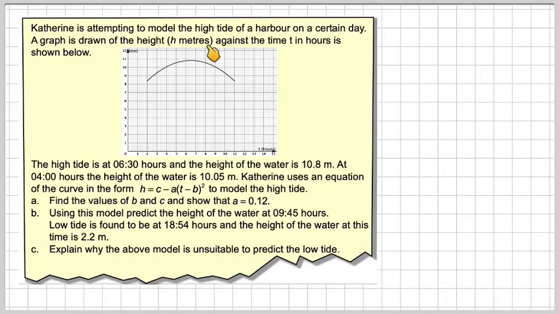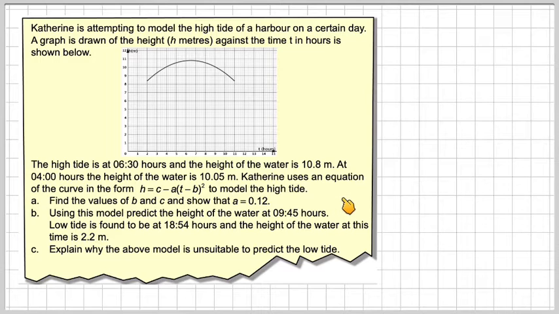Catherine is attempting to model the high tide of a harbour on a certain day. A graph is drawn of the height h meters against the time t in hours shown below. The high tide is at 6:30 hours and the height of the water is 10.8 meters. At 0400 hours, the height of the water is 10.05.